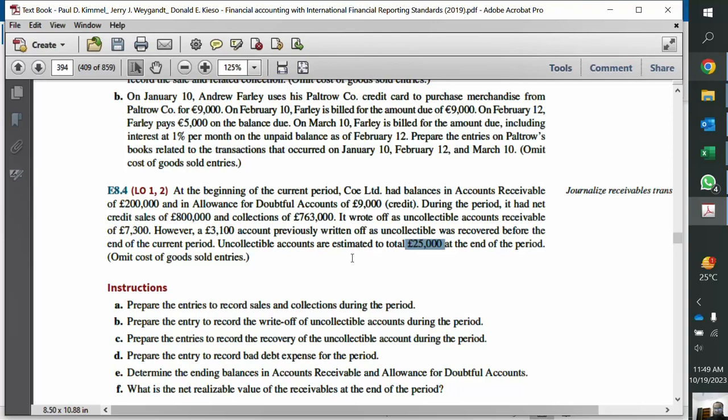So now let's see entries one by one. Prepare the entries to record sales and collection. So for the sales, this is the entry. It has net credit sales, so account receivable debit, sales credit. For collections, cash debit, account receivable credit, right? So this is the first one.